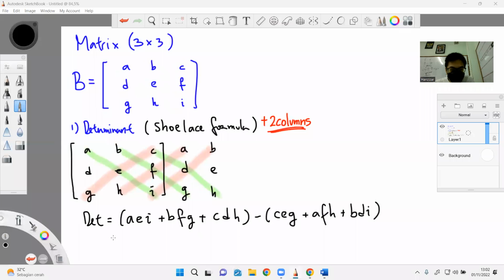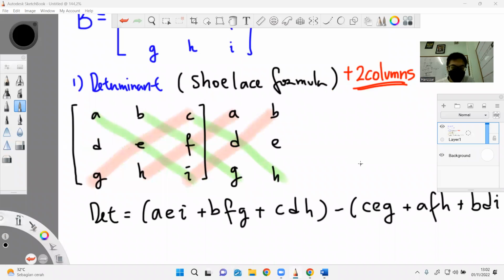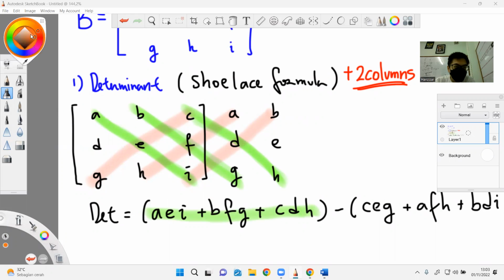Okay, I will repeat how to find the determinant. First, you cannot switch the order. First thing first, the green part is the priority. This is the first part, see? And then the red part is the second. So down right first, down left later.